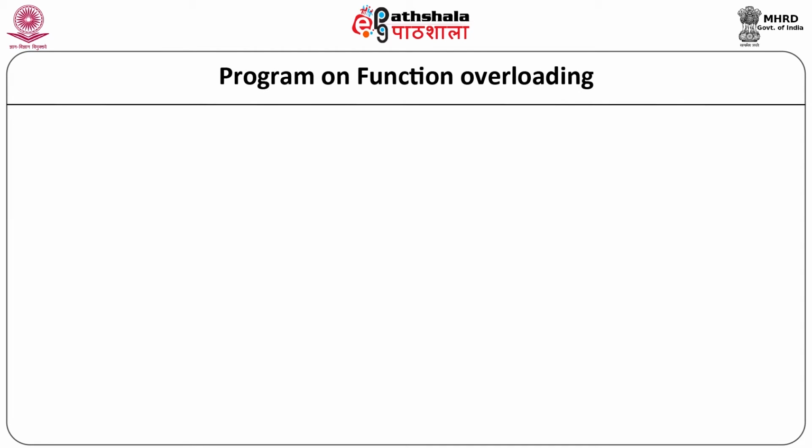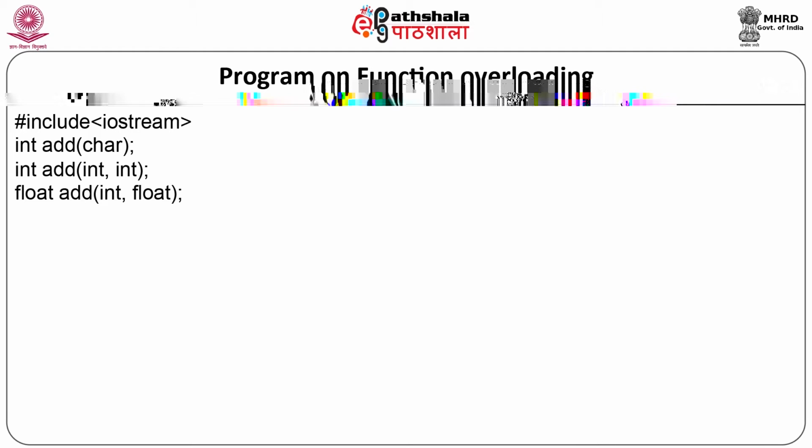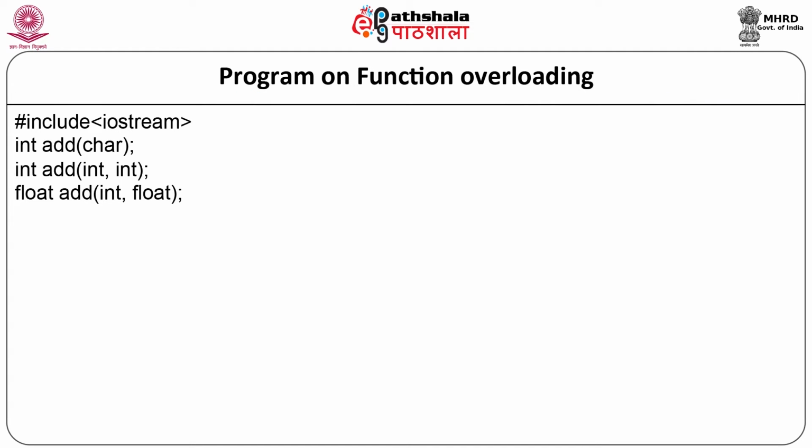Now let us see a program to implement the use of function overloading. Here we will include the file iostream. We are using the namespace std. We have two add functions. The first one returns an integer value and accepts two integer arguments. The second add function returns a float value and accepts one integer and one float argument.